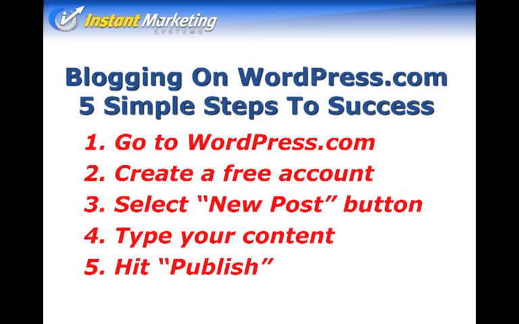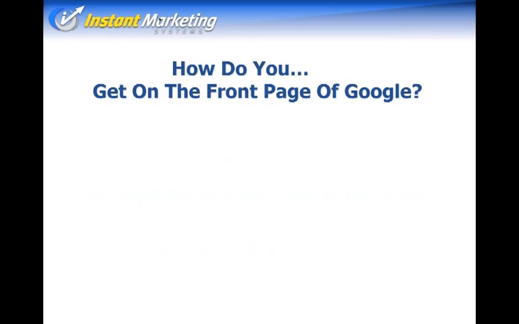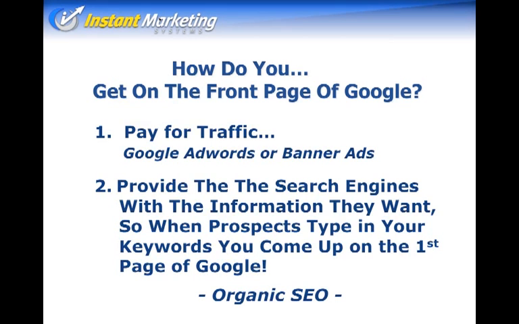Now, your keyword content should be about 3 to 5% of the total volume of your content. So don't try and put in, like, 50% keywords in there. Google will look at that as keyword spamming, and they'll actually penalize you for that. So how do you get on the front page of Google? Like we said, it's simple. You either pay for traffic, and less than 15% of the people are going to go to the Google AdWords or banner ads, and 85% are going to go to the organic SEO by you providing the search engines with the information that they want.